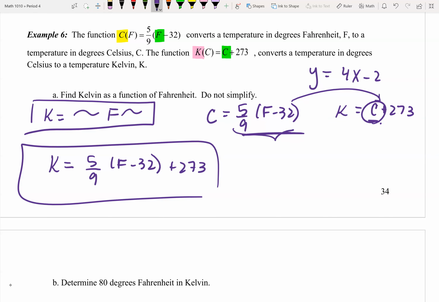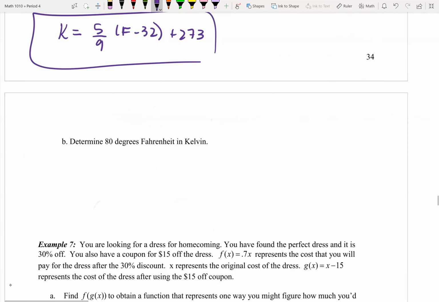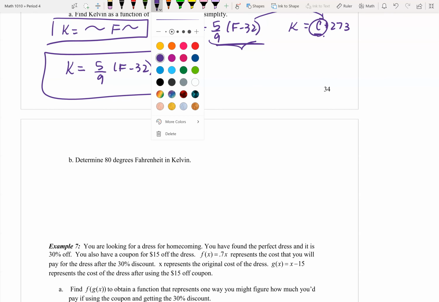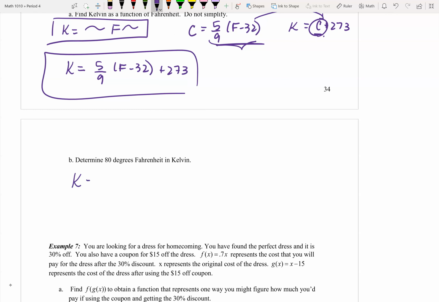Let me see up high. Okay. Determine 80° Fahrenheit in Kelvin. So now they're saying F is 80. So everybody go K equals 5/9 times 80 minus 32 plus 273.